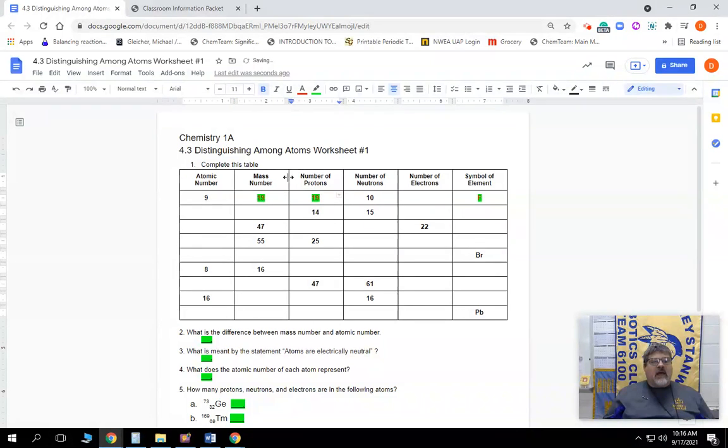Because all atoms are neutral, as we've already talked about in the lecture video, the number of electrons equals the number of protons, so that is also 9, because the charge of an atom is always going to be neutral. Remember, ions have charges, but atoms do not. So we're going to answer those that way, and you'll do the rest all the way through here and figure that out.